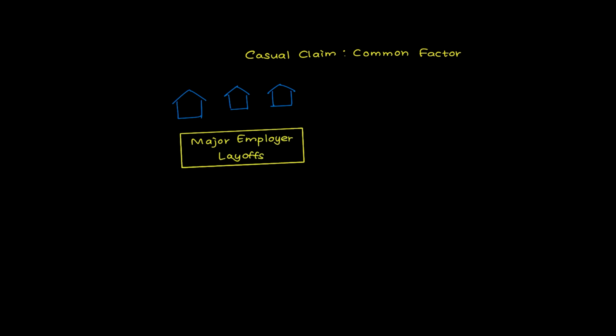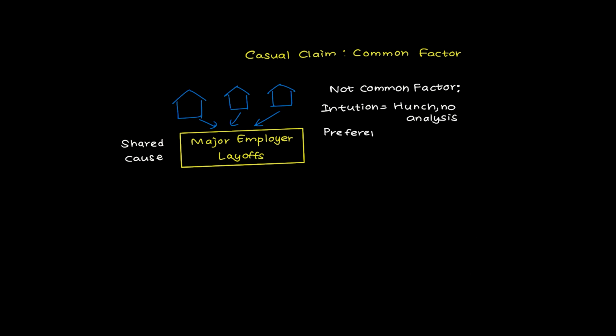An economist investigates why certain neighbourhoods had more home foreclosures. She identifies that widespread layoffs at a major employer occurred in those specific areas. She found a shared factor among all affected neighbourhoods, the common factor method at work. She's developing a causal claim based on common factor. A claim based on intuition would be a hunch without systematic analysis. A claim based on preference involves subjective choice, not observable conditions. Appeal to authority means citing experts rather than analysing the shared characteristics yourself.